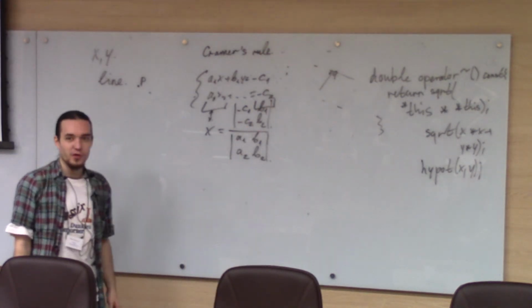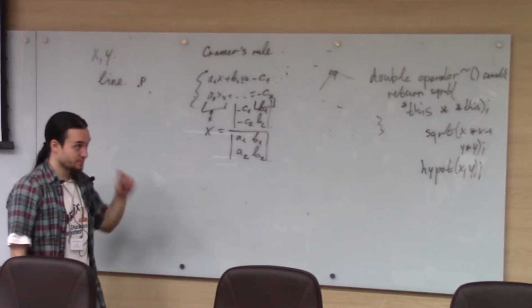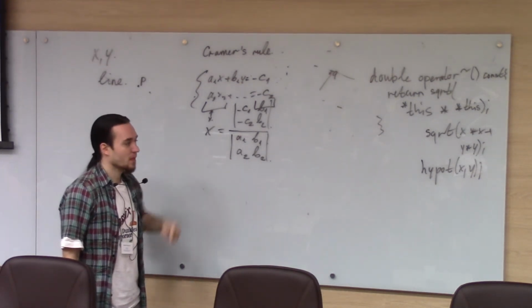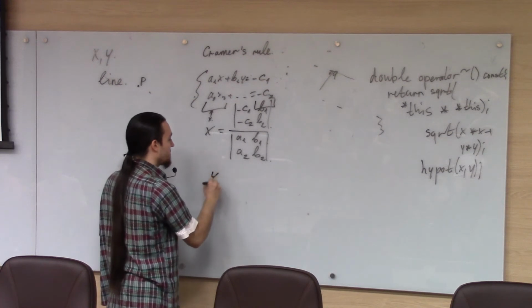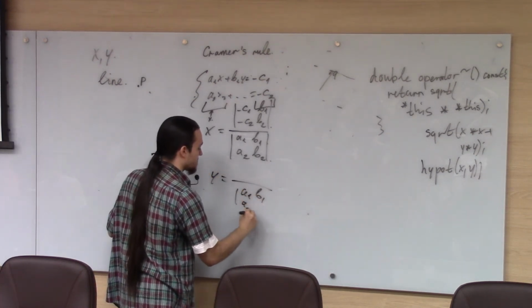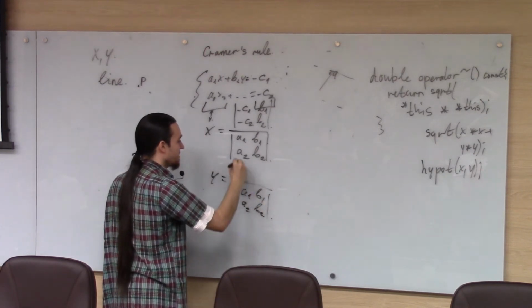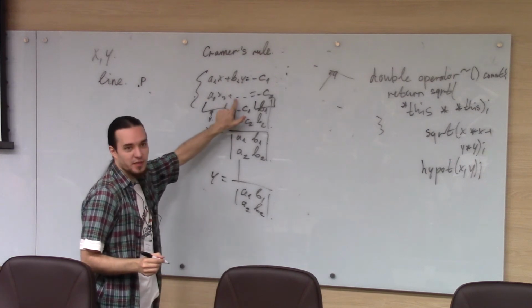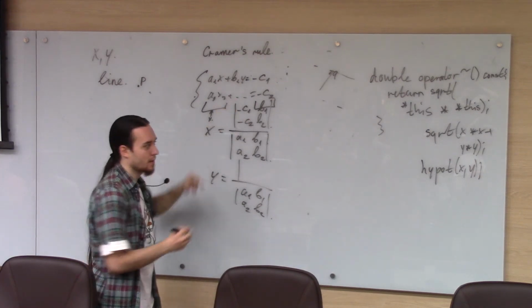And it actually works for a system of any size, except you will have larger determinants. And for y, we do the same thing. In the denominator, we will have the same thing, and in the numerator, we will take the same matrix, but replace the B's rather than the A's.